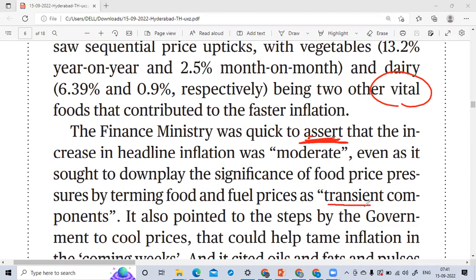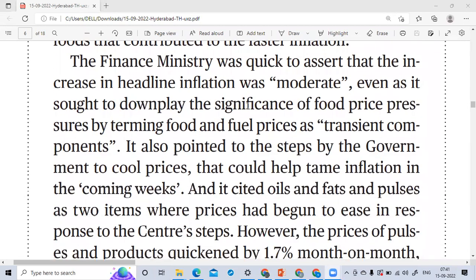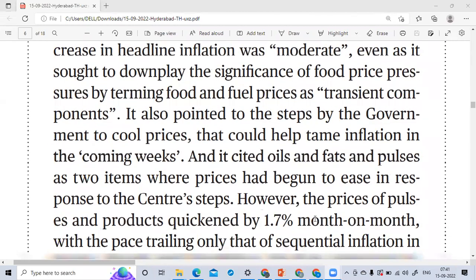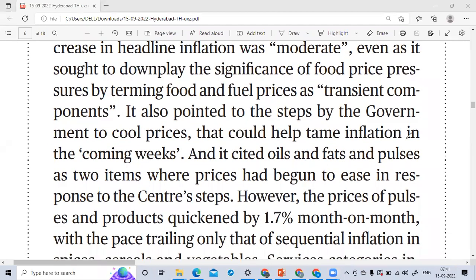Transient, temporary, my dear friends. What a beautiful word this is. Transient is equal to temporary. So my friend is unhappy. He's sad because he has a problem. And I told him, don't worry, Bhaiya, cheer up. Nothing is permanent. Everything is transient.